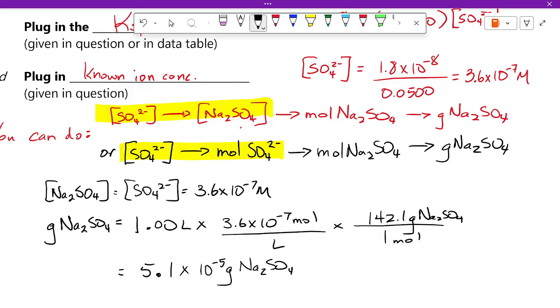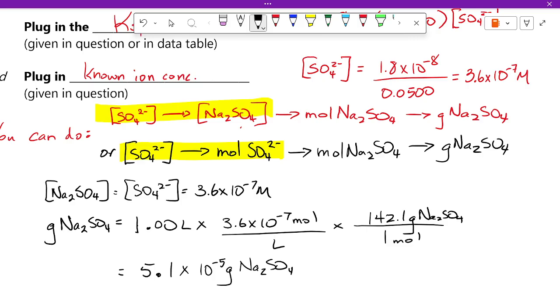Did you guys get 5.1 times 10 to the negative 5? Yeah. Hooray, yes. How would you do this question differently without the minimum?